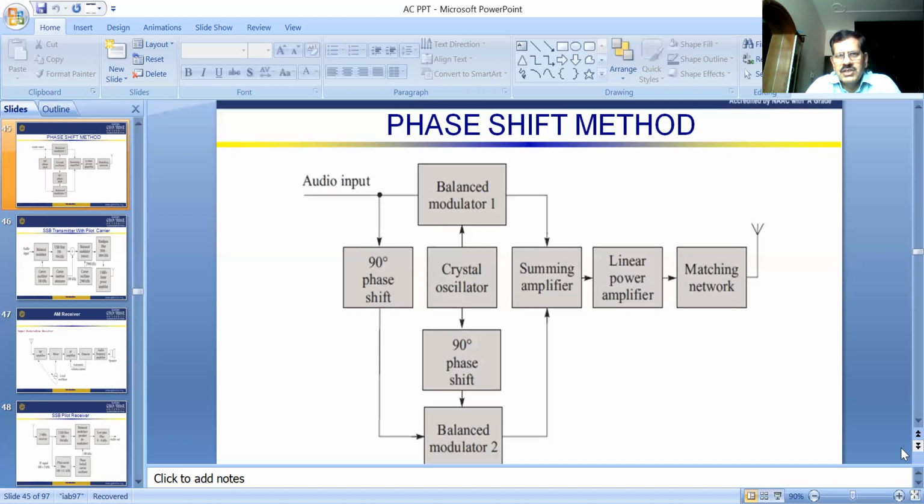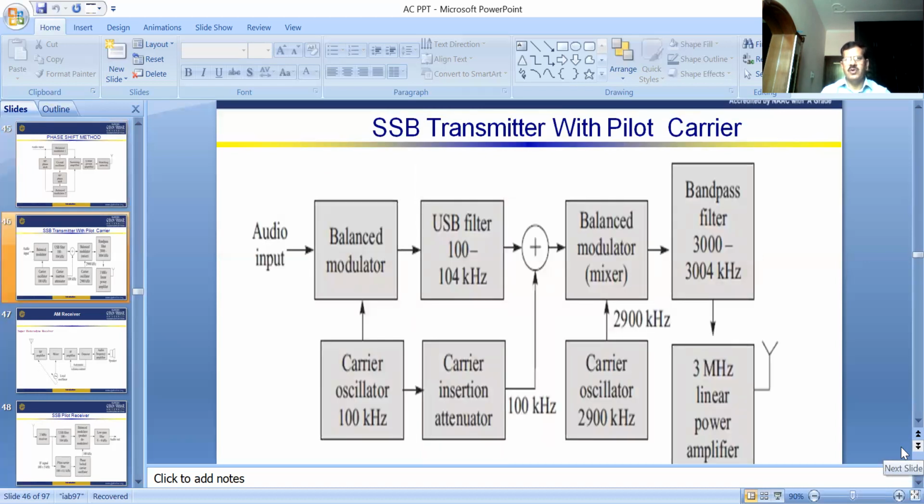So this is the phase shift method modulator, in which a particular 90-degree phase shift is generated between two signals. One signal is the audio signal and the second signal is the carrier signal. These two signals have a 90-degree phase shift to each other. So this method is called the phase shift method for the modulating process.